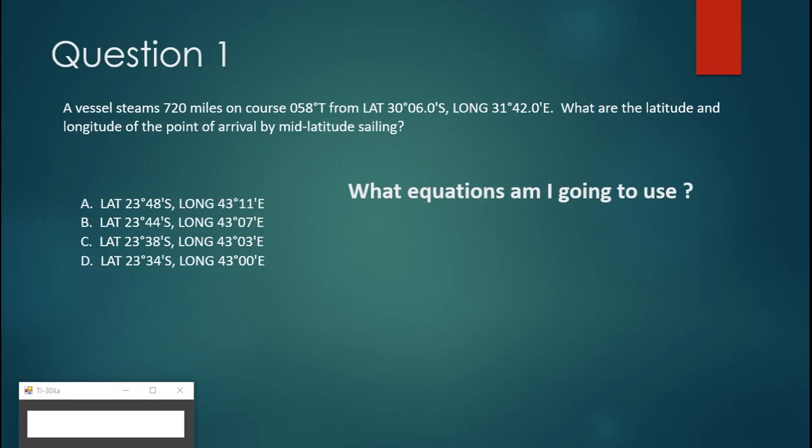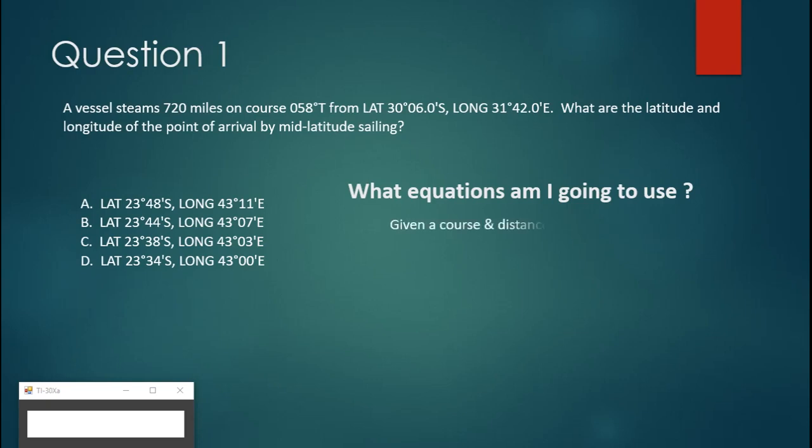Okay, so let's take a look at the first type of question we'll see with the mid-latitude sailings. This is question 1 on your worksheet. The question is giving us a distance and a course, L1, lambda 1, and it wants us to calculate L2 and lambda 2.